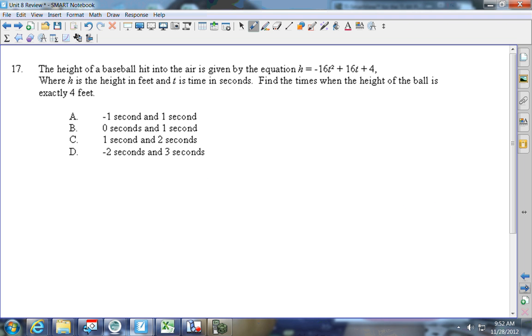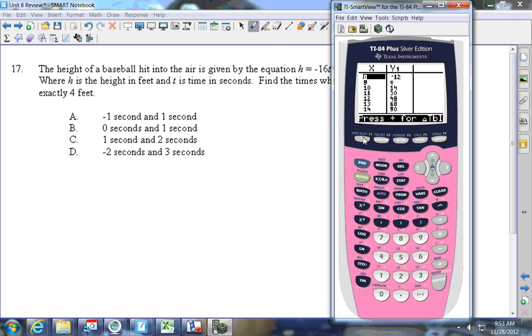Number 17. The height of a ball hit into the air is given by the equation where h is the height in feet and t is the time in seconds. Find the times when the height of the ball is exactly 4 feet. Okay, so go in the calculator right now and put in negative 16x squared plus 16x plus 4. So let's put that in there first.